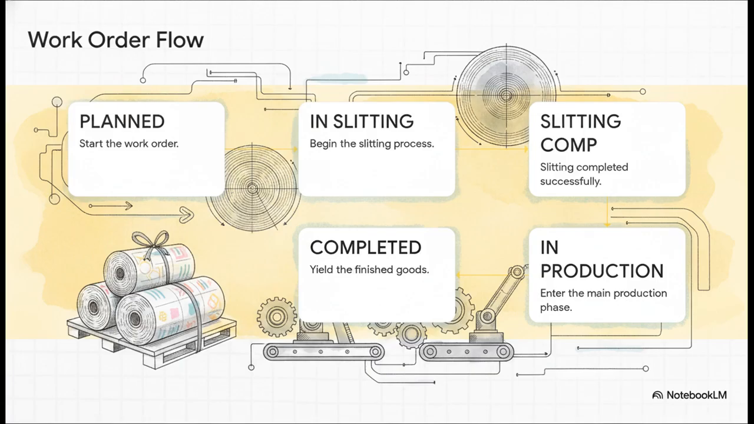So let's pull up a work order and watch how this builds. To keep total control, the system strictly enforces a step-by-step transition sequence on the shop floor. We start at planned, then we move to in slitting, then slitting completed, we enter in production, and finally we hit completed. You absolutely cannot skip a step. No way. The system demands that reality matches the digital record, yielding our finished goods, those printed laminate rolls, only when that final step is officially logged.